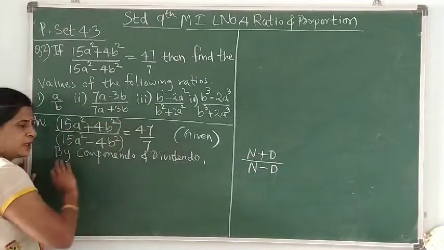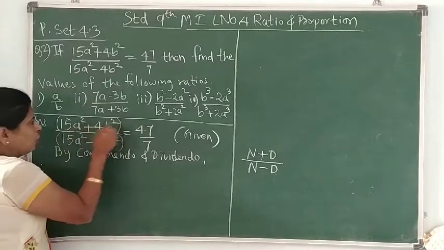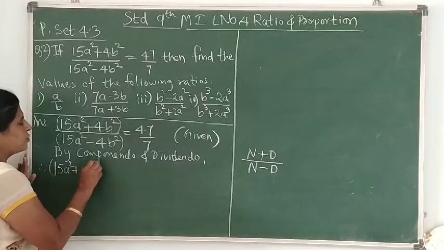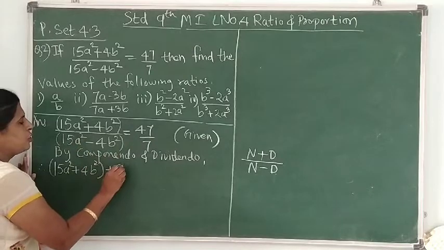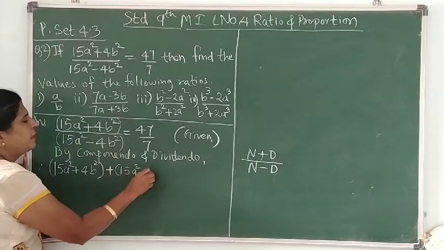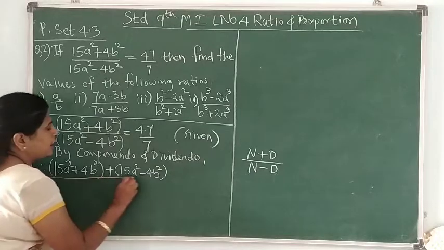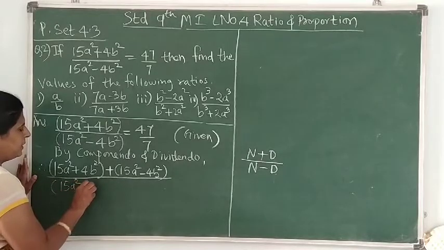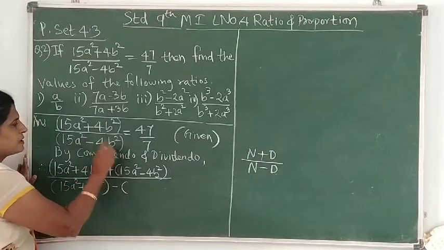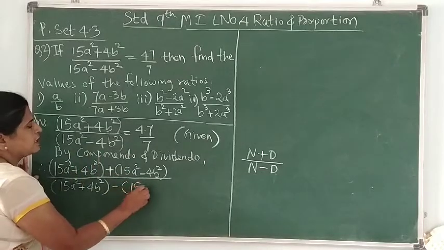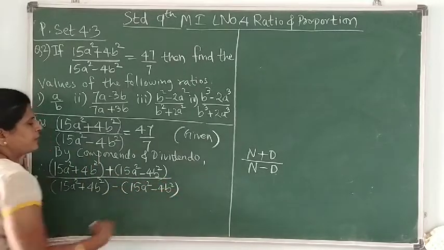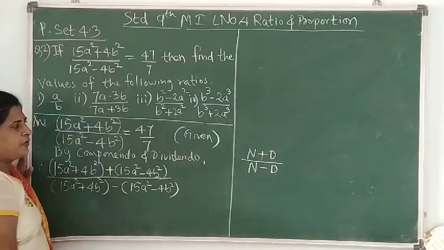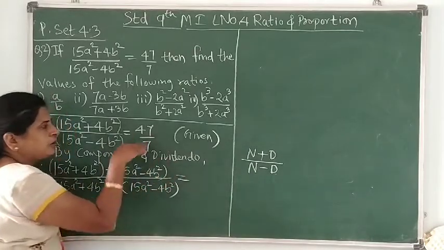Of course on both sides. So on the left side, the whole is the numerator, so it is 15a square plus 4b square. Here let's add the denominator, which is 15a square minus 4b square. And in the denominator, in the same bracket, this numerator 15a square plus 4b square, from that we have to subtract this denominator 15a square minus 4b square. So this numerator plus denominator, n plus d, and n minus d, we have done on the left side. The same we have to do on the right side.